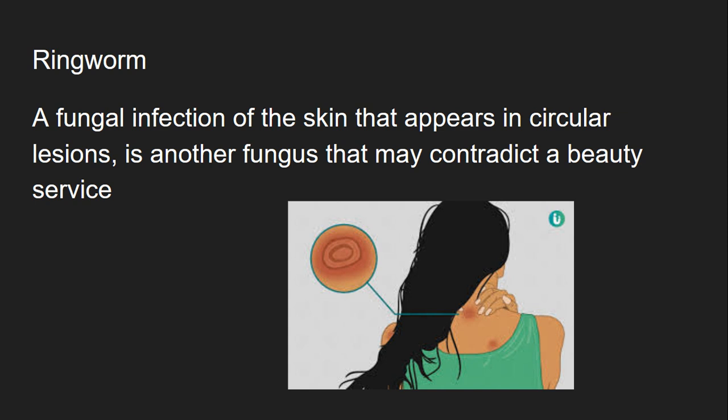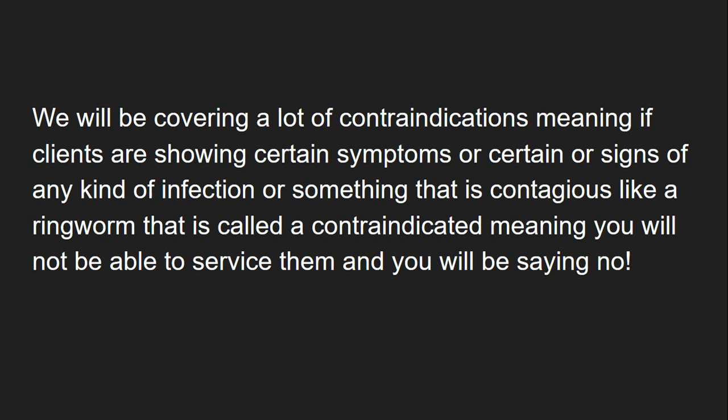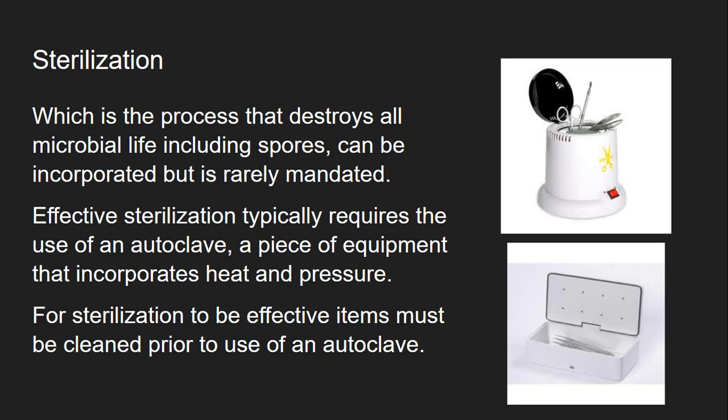If you see anything on our client's skin, on her neck, on her hands, on her arms, chest area, anything like that, you're seeing any type of skin lesion, skin condition, rash, broken skin, anything that can affect you and your service and your other clients, then you will need to turn your client away if they're having any of these, okay? So we will be covering a lot of contraindications, meaning if clients are showing certain symptoms or certain signs of any kind of infection or something that is contagious, like a ringworm, that is called a contraindication, meaning you will not be able to service them and you will be saying no to servicing that client, okay?